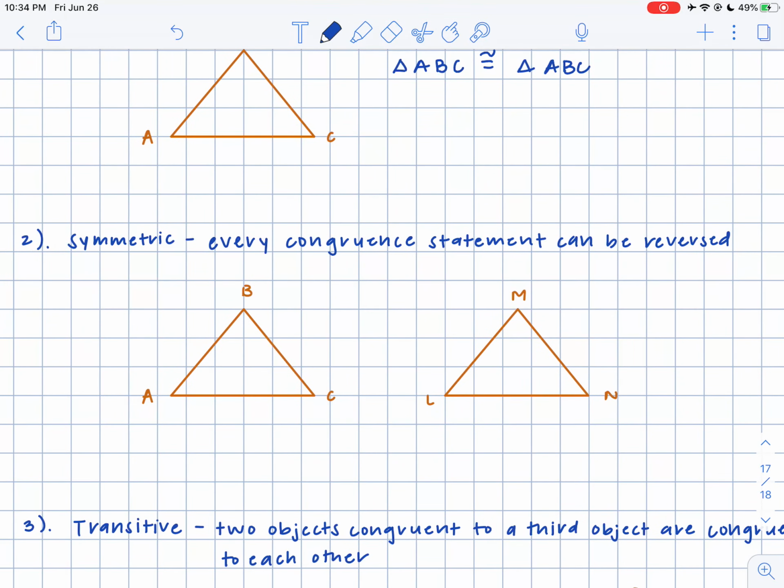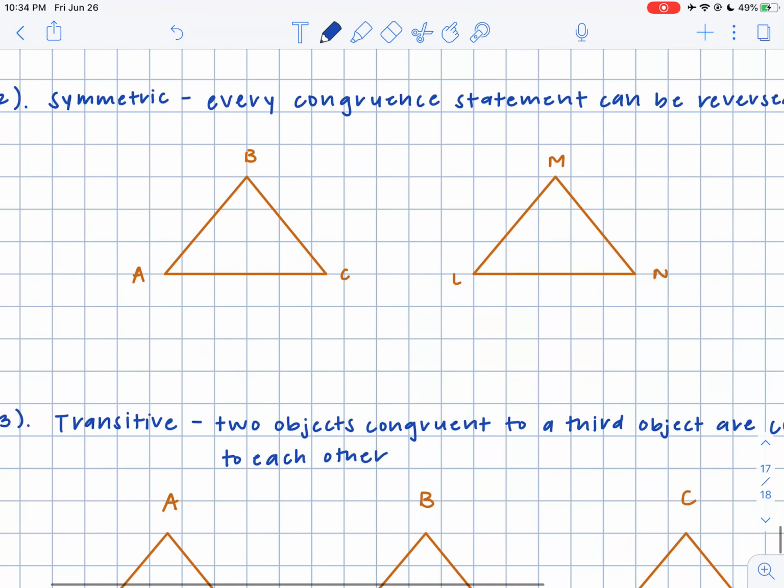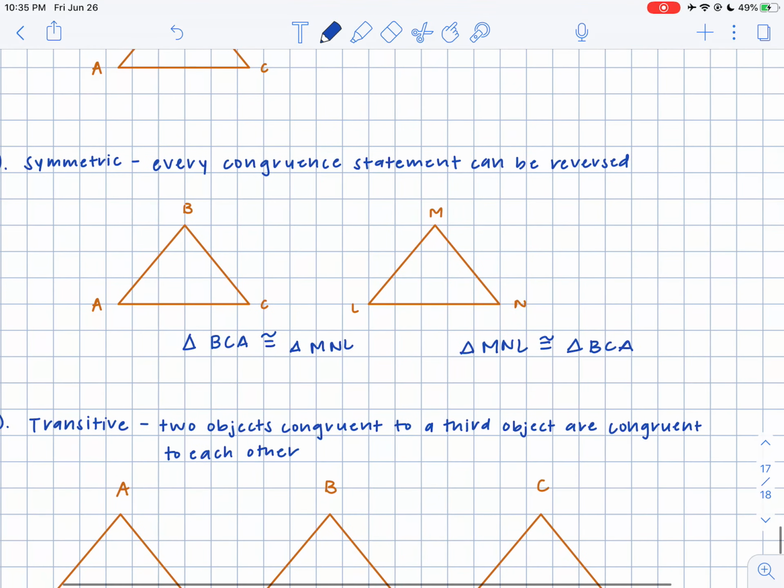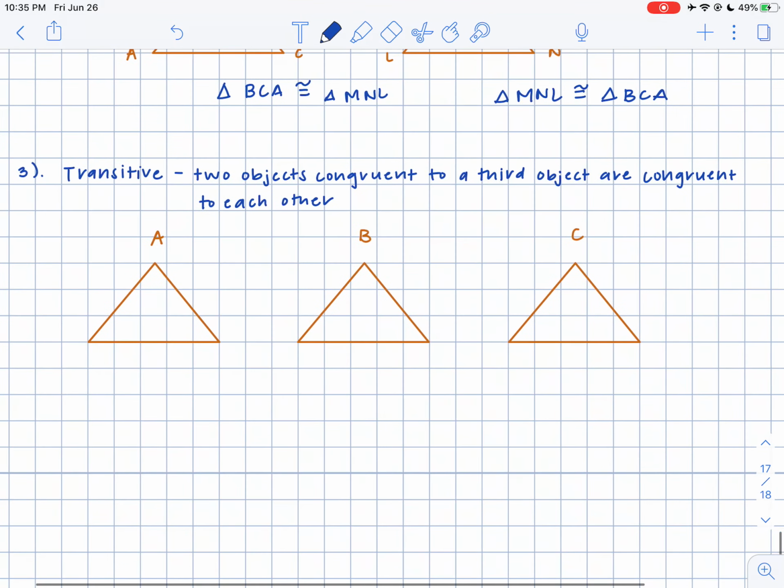And, okay, symmetric. The symmetric property states that every congruent statement can be reversed. For example, I can write triangle BCA is congruent to triangle MNL. Remember, it doesn't matter how I label my triangle as long as the vertices correspond to each other. Now, how would I reverse this? I can reverse this by writing triangle MNL is congruent to triangle BCA. So all I did was reverse these two triangles. So that is the symmetric property.